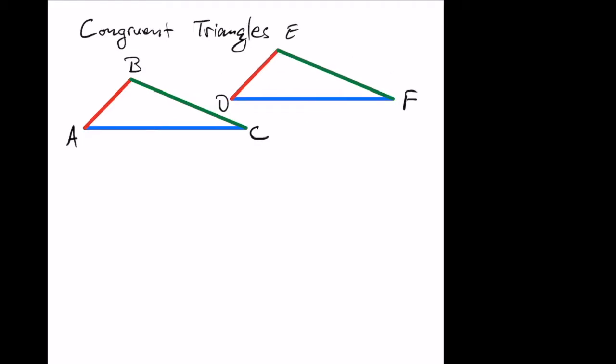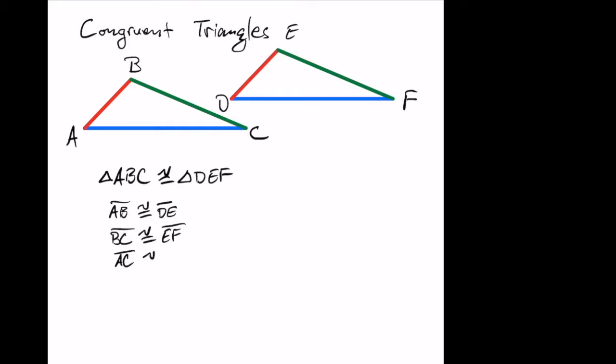Now, the reason why these are congruent triangles is because the definition of congruent triangles says that if I say that triangle ABC is congruent to DEF, I'm literally saying 6 specific things. I'm saying segment AB is congruent to segment DE. I'm also saying segment BC is congruent to segment EF. And I'm also saying that segment AC is congruent to segment DF.